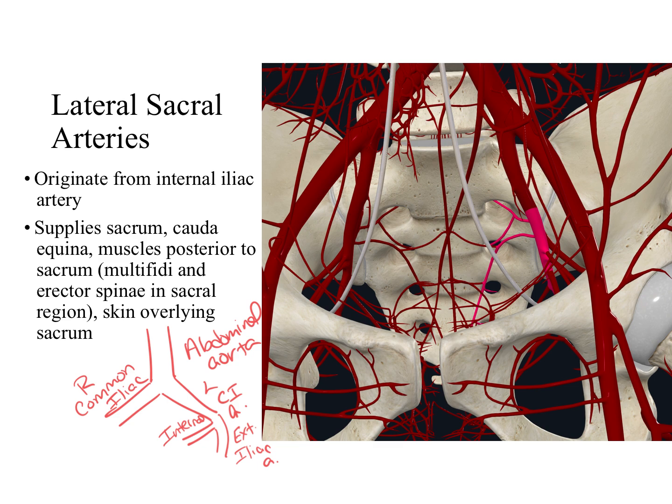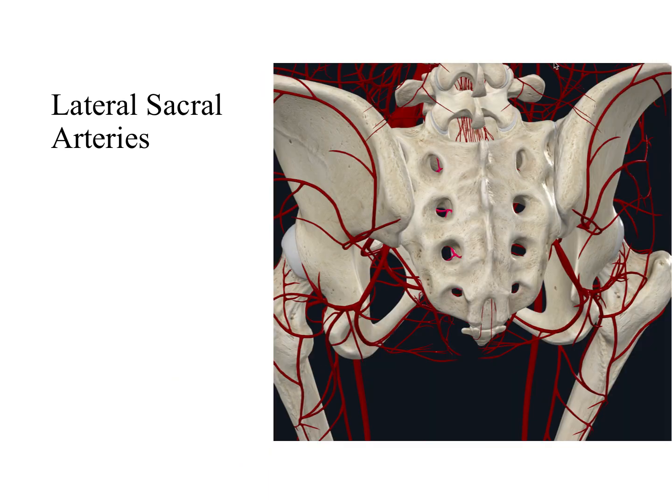And so that's going to supply the sacrum and the cauda equina inside the sacrum, as well as the muscles that are posterior to the sacrum, like the multifidi muscles and the erector spinae that go that low in that sacral region, and then the skin overlying the sacrum. So in this picture here, we can see this is the internal iliac. This is the left internal iliac artery, and it's going to give off those branches, which we call the lateral sacral arteries, to supply the sacrum. This is a posterior view of the lateral sacral arteries. You can just see them where they're peeking through the posterior sacral foramen, and that's where they're going to terminate.